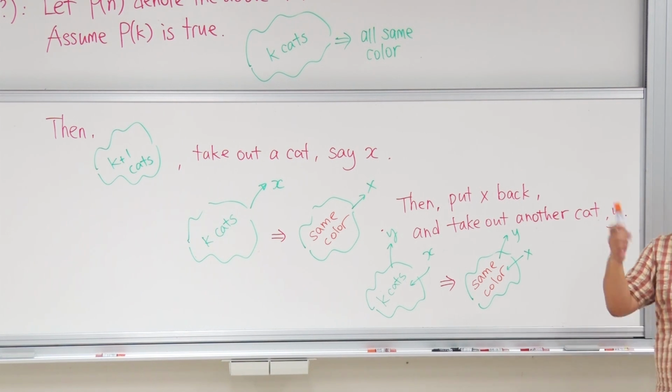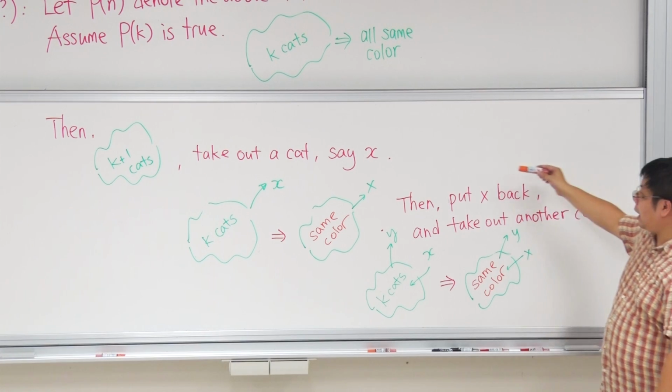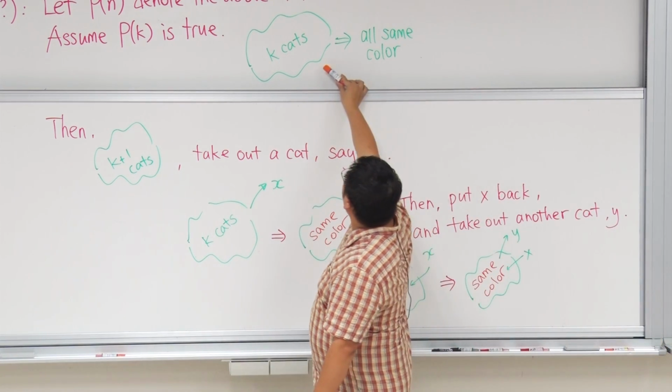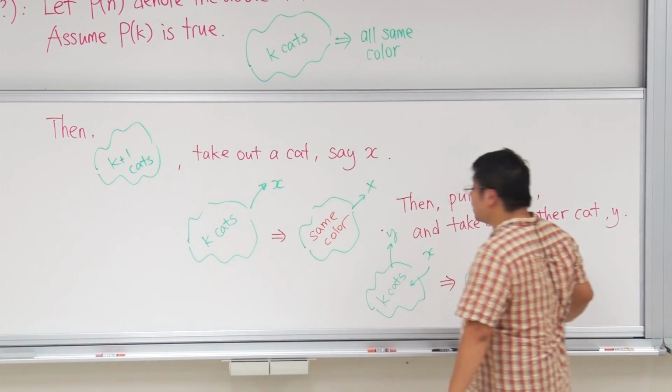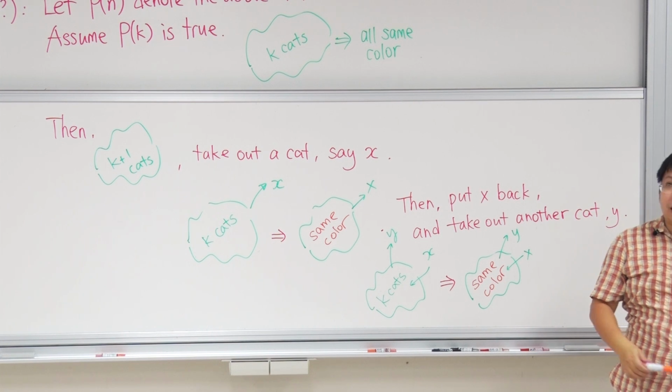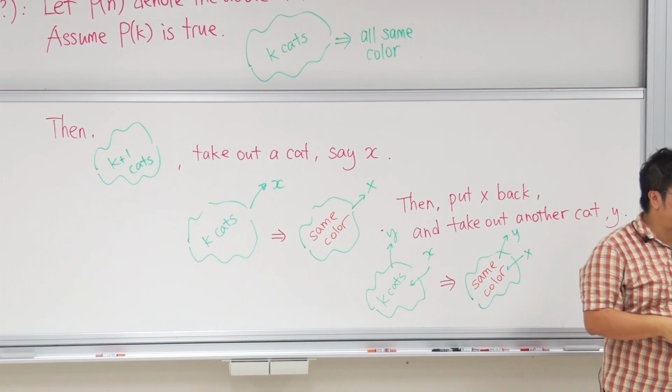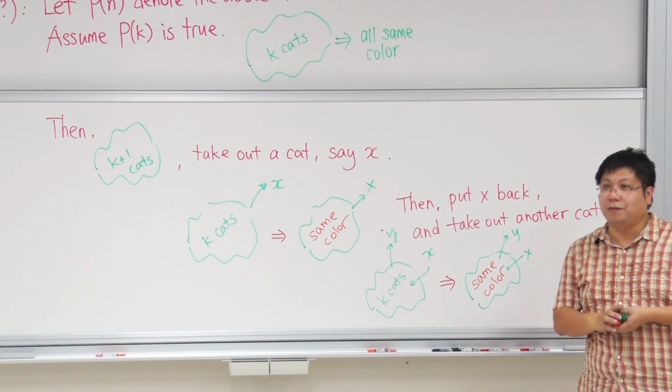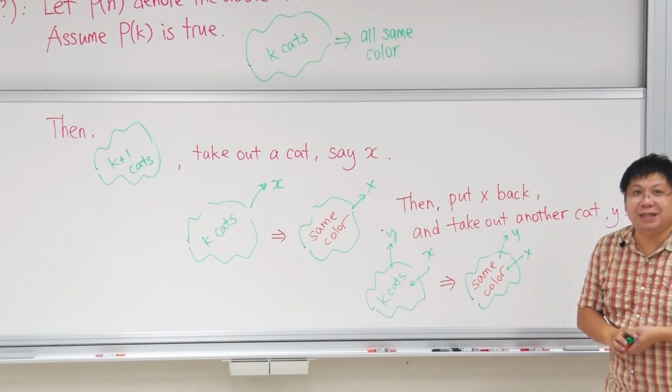So we have P1 true. We have Pk, and Pk implies Pk plus 1. So that means that in a group of any n cats, all of the cats will be of the same color. Okay, find out the mistake.